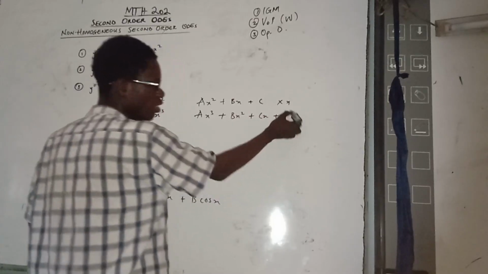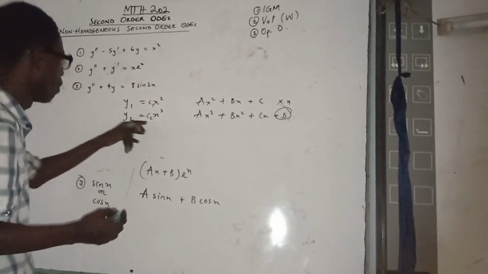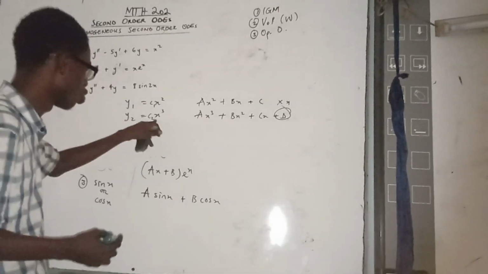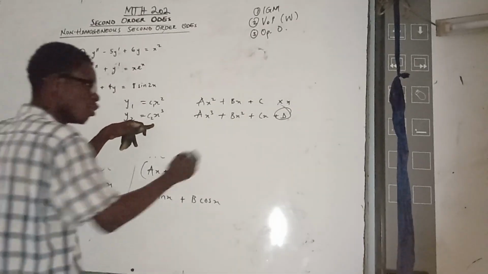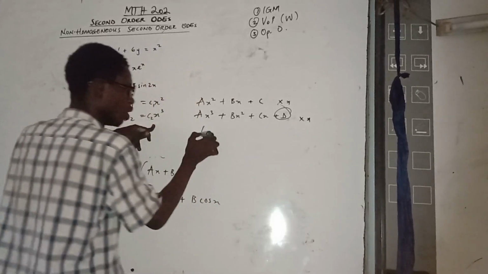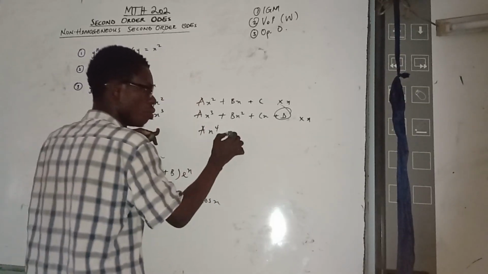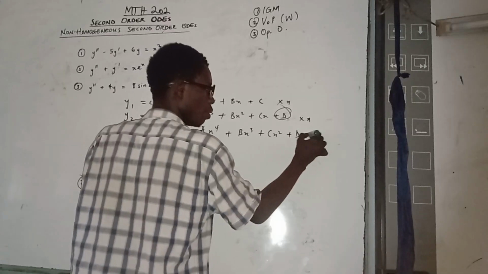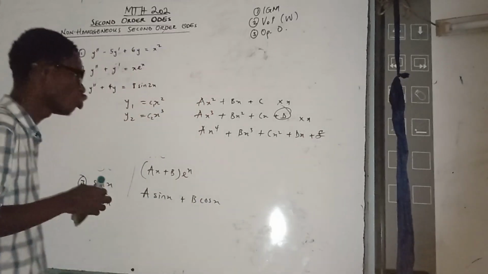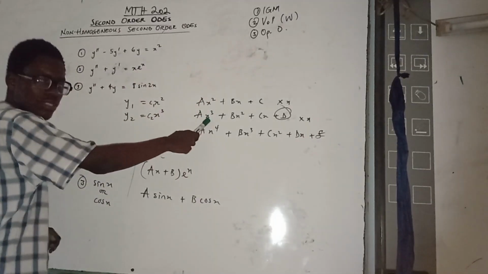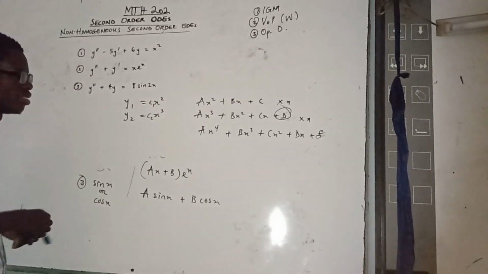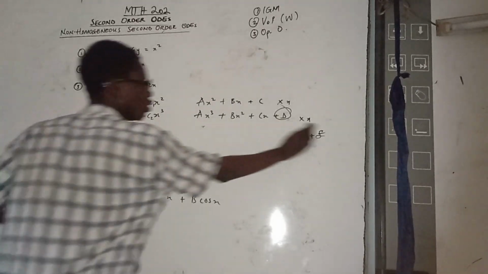Now I can introduce d if you want to. And you can see this is x cubed, and x cubed is already in this one too. So you still multiply again by x. So you are now going to have ax raised to power 4 plus bx cubed plus cx squared plus dx plus e. You just continue it like that. Just make sure your initial guess is not in the complementary solution yc.